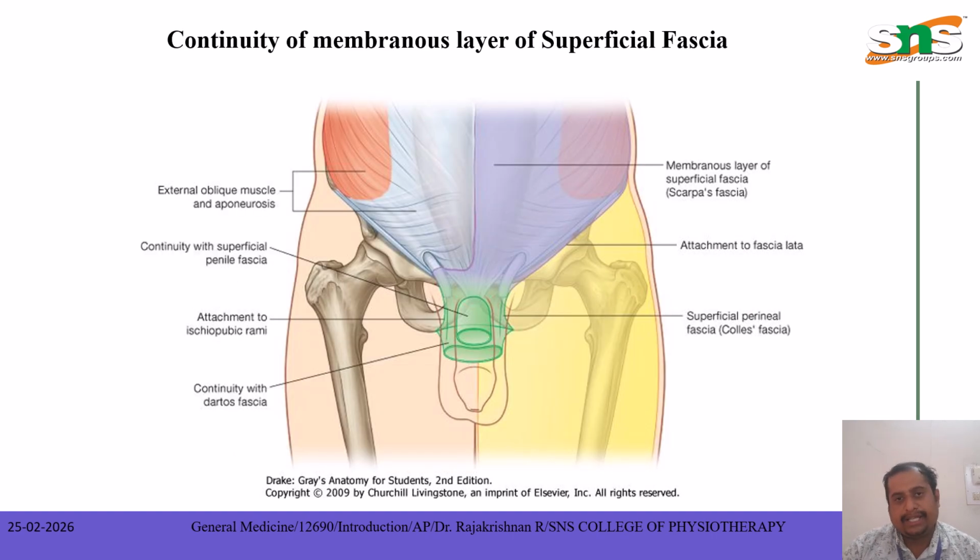Then the continuity of the membranous layer of the superficial fascia: it is attached to the fascia lata, the superficial perineal fascia, Colles' fascia, and the ischiopubic rami. It continues into the dartos fascia, and then the external oblique and internal oblique aponeurosis. These are the structures that are the continuity of the membranous layer of the superficial fascia.